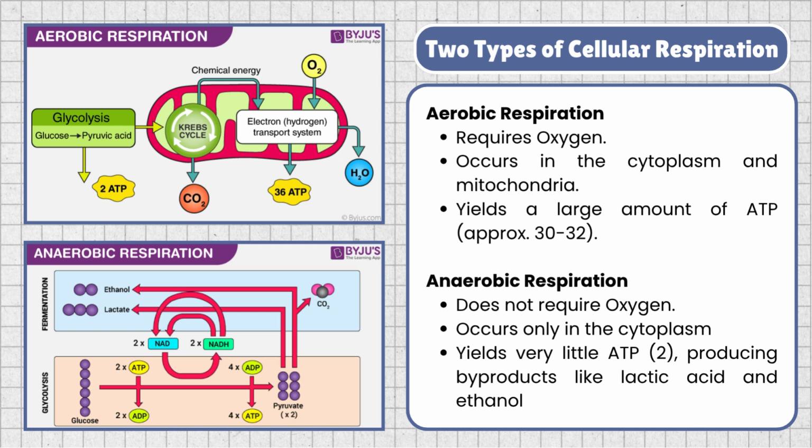Next, we have anaerobic respiration. From the word anaero, this does not require oxygen, so no oxygen is involved in this process. It occurs only in the cytoplasm and yields very little ATP, only two, producing byproducts like lactic acid and ethanol, which we will discuss later on.